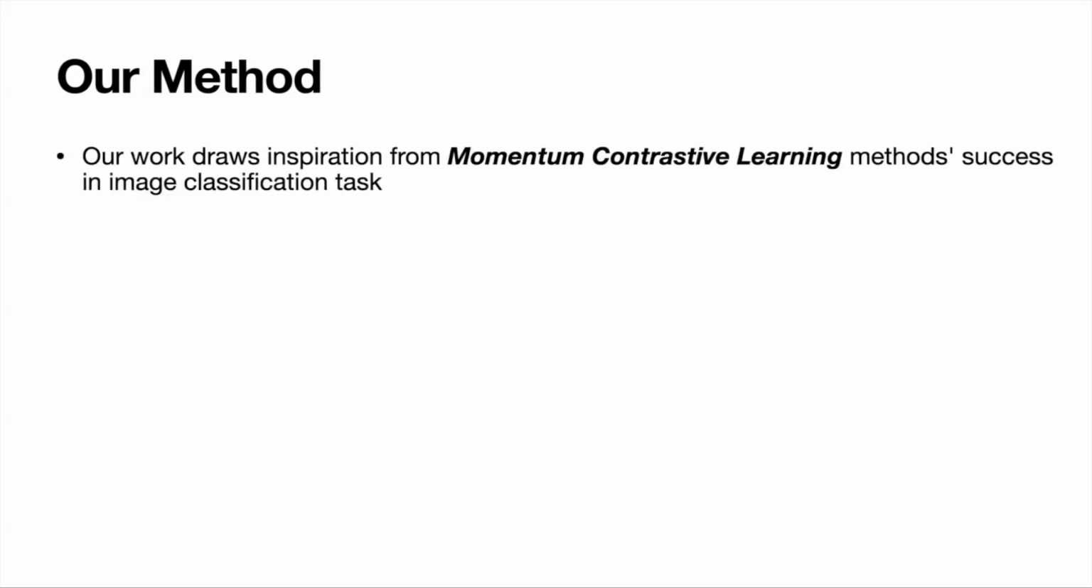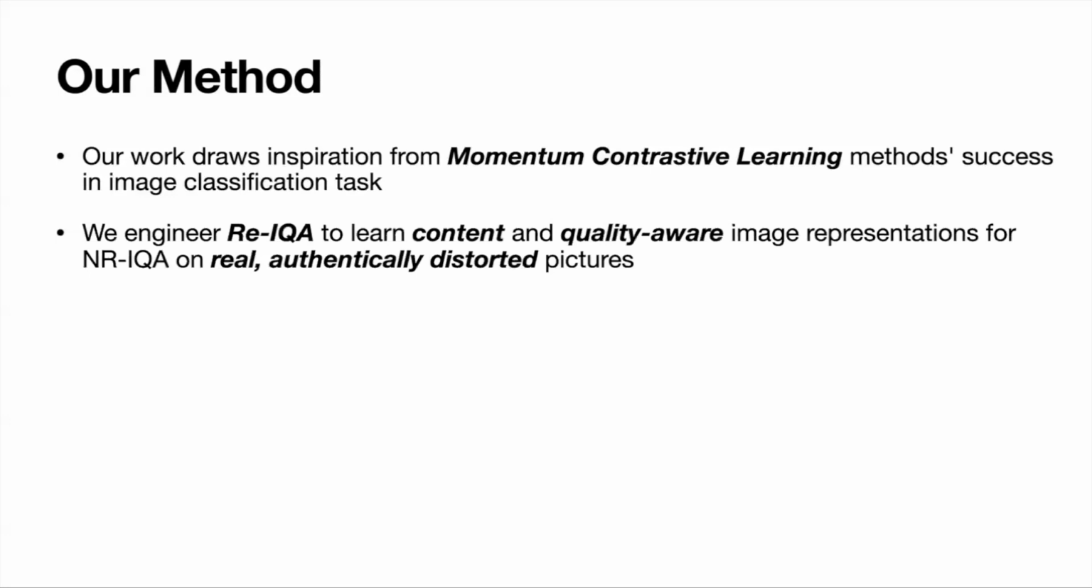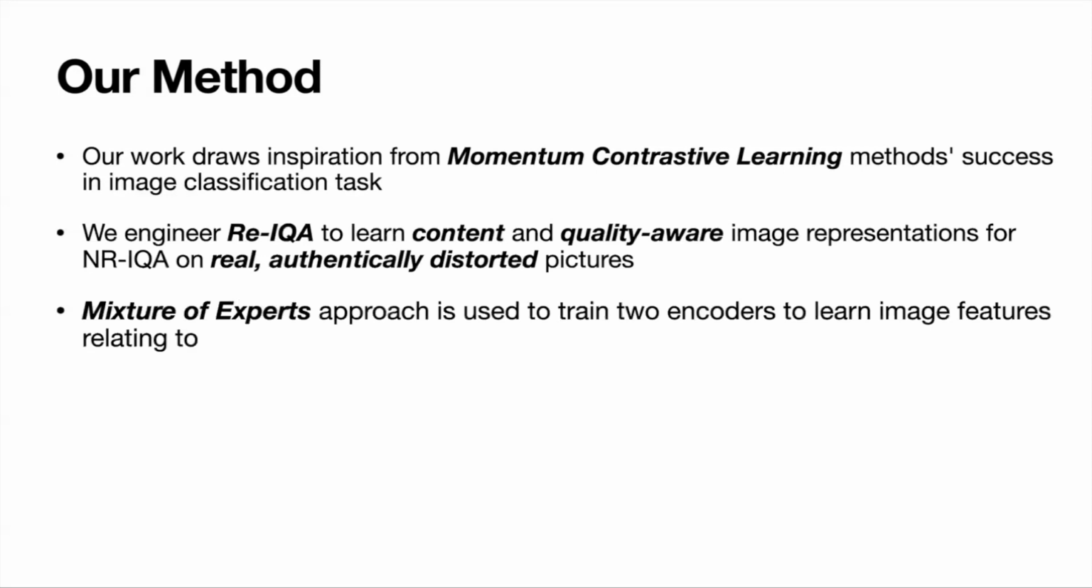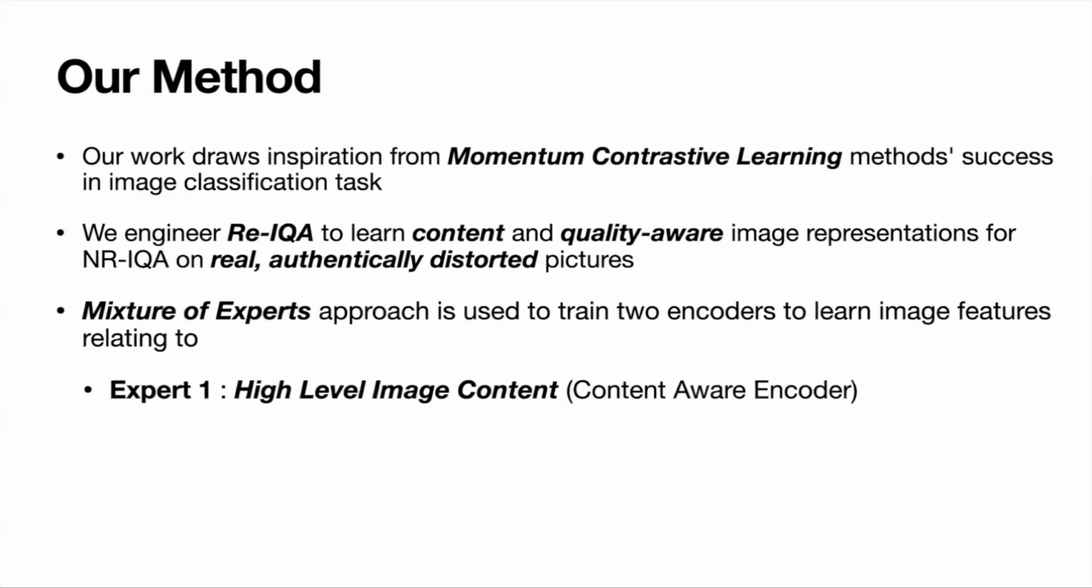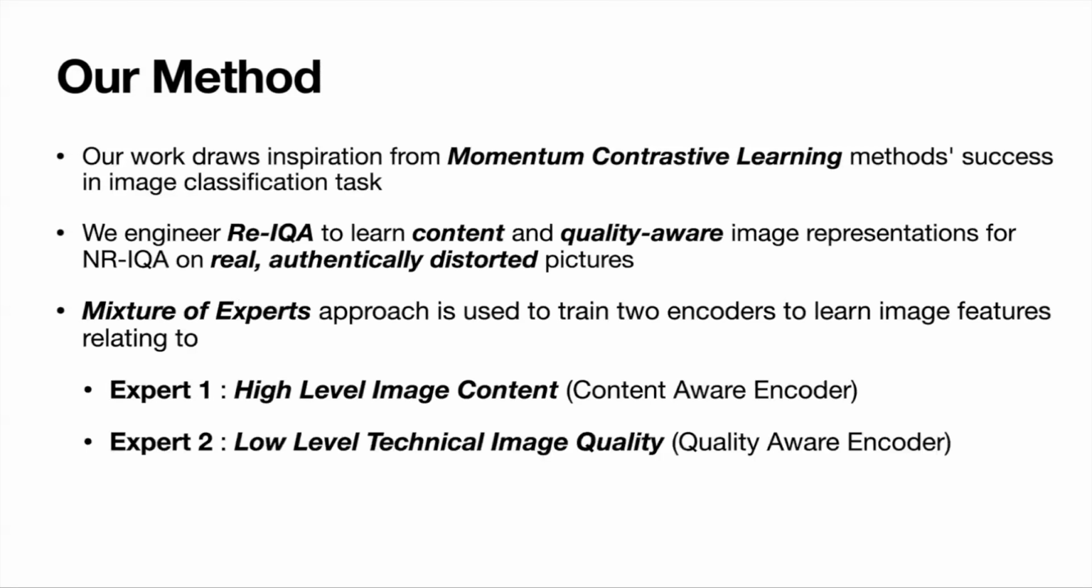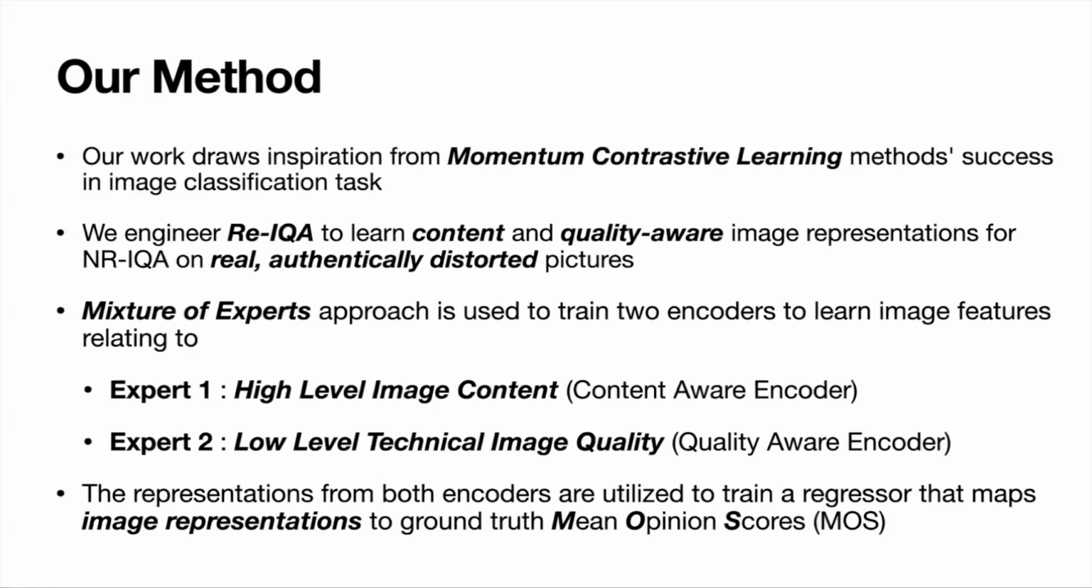Our method is inspired by the success of momentum contrastive learning methods in learning unsupervised representation for image classification. We engineer Re-IQA to learn content and quality aware image representations for NR-IQA on real authentically distorted images. A mixture of experts approach is used to train two encoders to learn high-level image content and low-level image quality features independently in an unsupervised setting. These representations from both the encoders are utilized to train a regressor that maps image representations to the ground truth mean opinion scores.